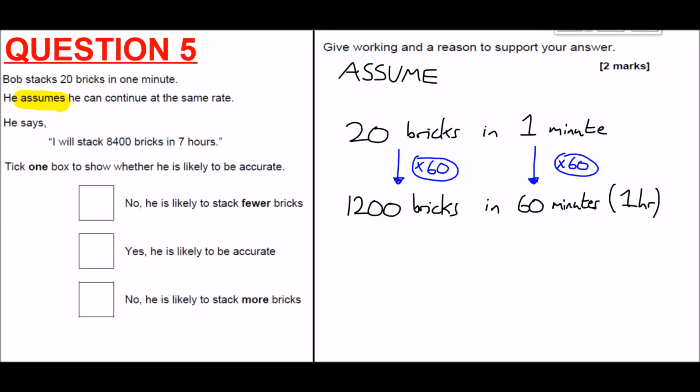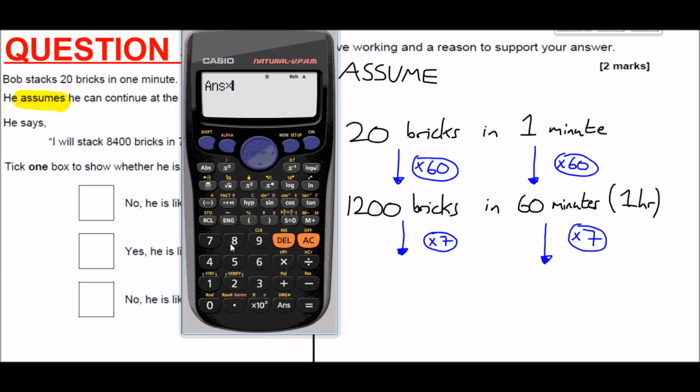So for 7 hours, to go from 1 hour to 7 hours, that's 7 times as long. So if you multiply that by 7, once for each hour he's working, that will tell us, in theory at least, how many bricks he reckons he can stack in 7 hours. So 1,200 multiplied by 7 comes to what he's saying. It comes to 8,400.